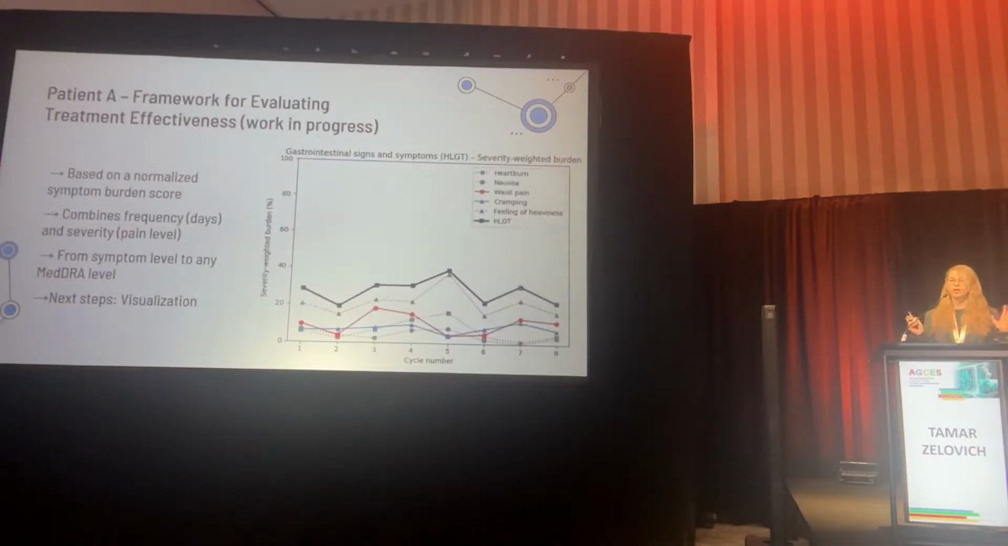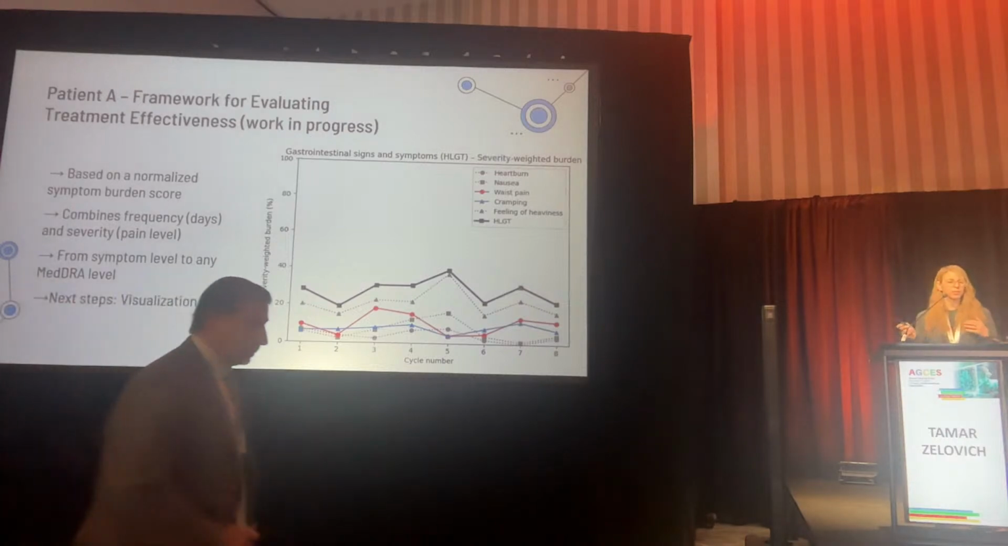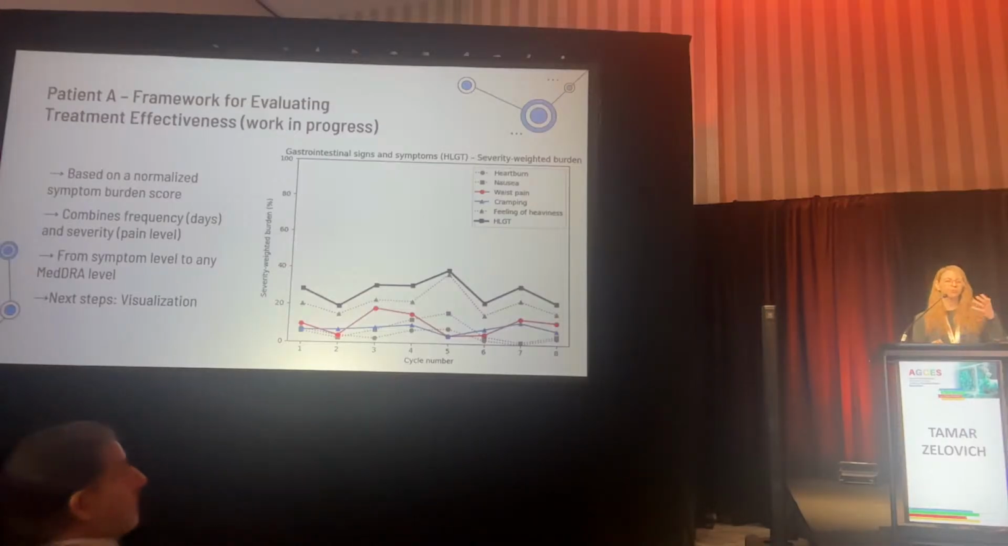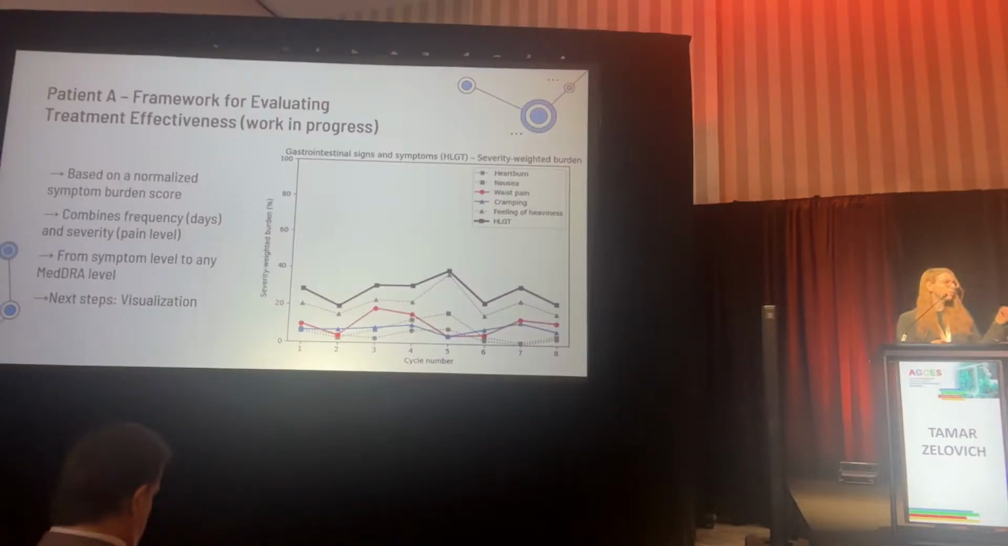The last thing is that we have a framework for evaluating treatment effectiveness. This is still work in progress. It's the same symptoms as before. It's based on the symptom burden score we had in the previous slide, but now we're taking the frequency and adding the severity. And the idea is, again, that we can explore the treatment effect from the symptom level all the way to the body system, and we can also see the correlation between the different body systems. The reason it's still work in progress is because now we need to start thinking about how we can improve the visualization of a result like that, so physician and patient can go over it together in a 15-minute appointment.